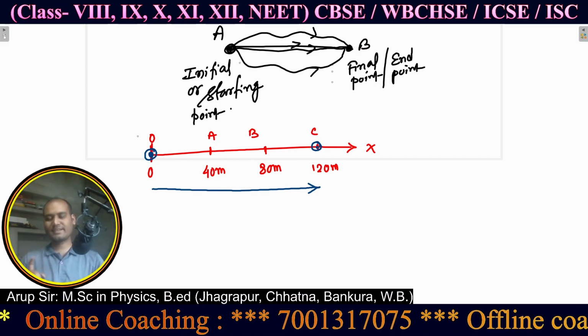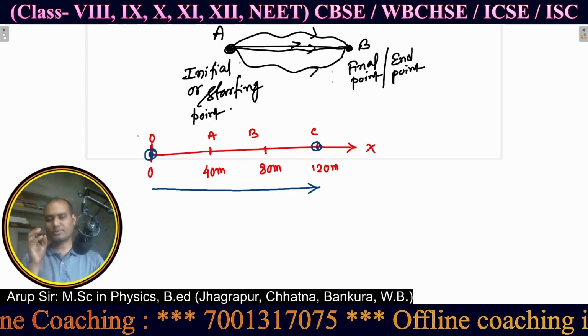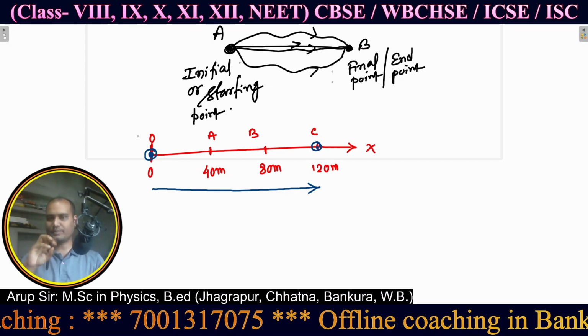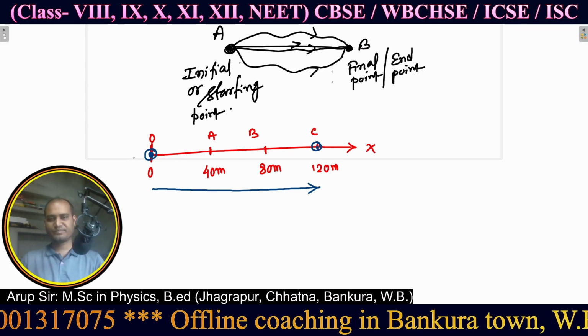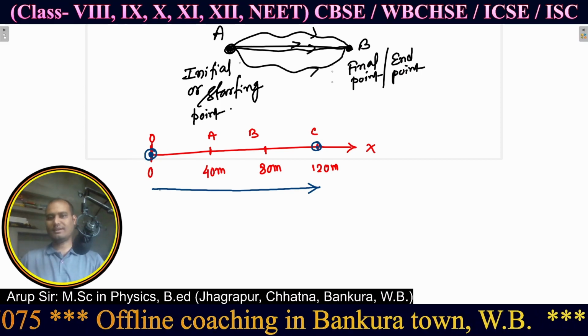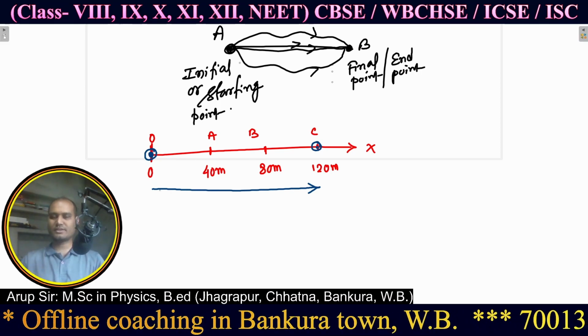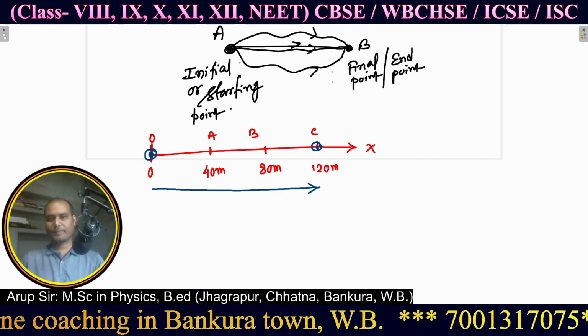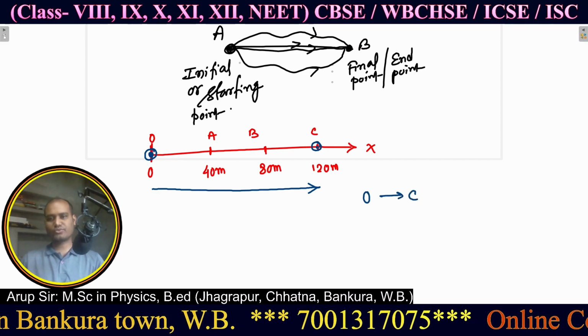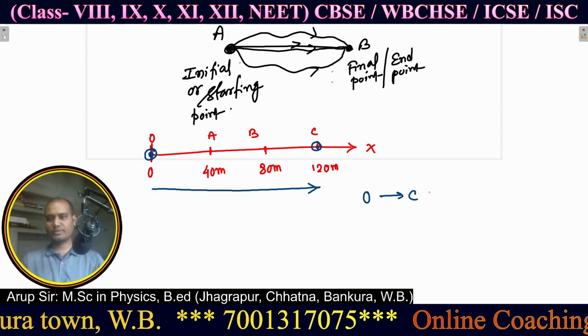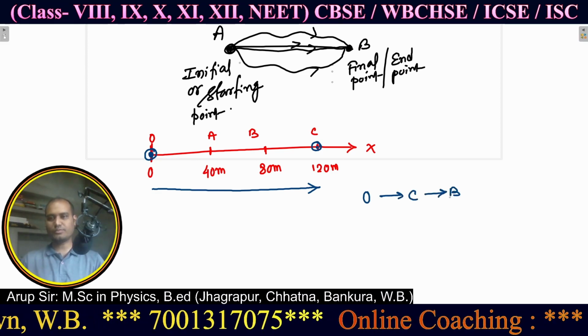So for that case you have to look at the end point and starting point, or initial point and final point. Now let's make it a little more difficult: from O point it is at first going to C, then again returning to B.